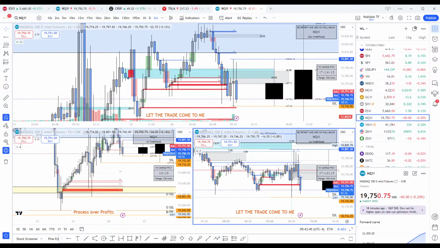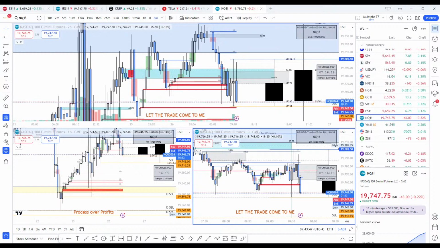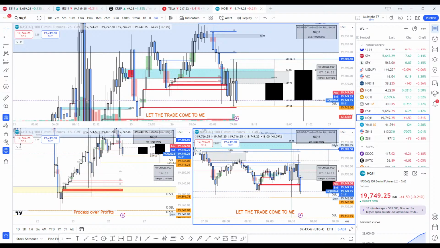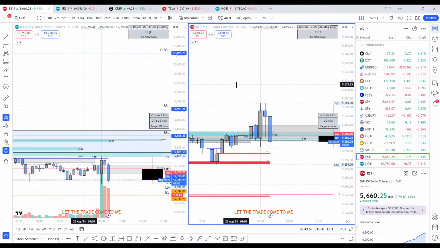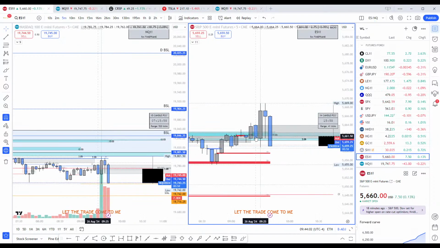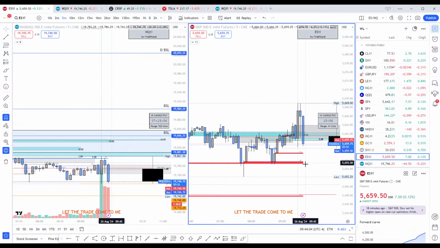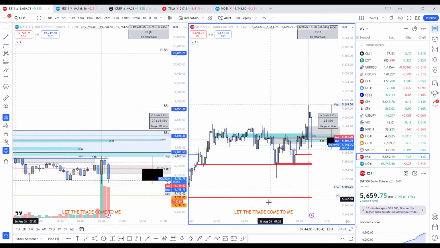ES 5 minutes is actually about to offer a change of state delivery. Okay, we're actually probably about to go short NQ and ES at the same time. How much time do we have left? 2 minutes left in this 5-minute candle. If we get a body close below 56.61 on ES, that will offer the change of state delivery to where we'll be shorting this. See this 5-minute equilibrium block, enter off the retest, and take this back down to about here.